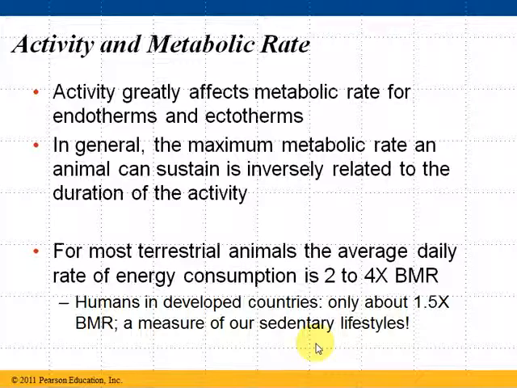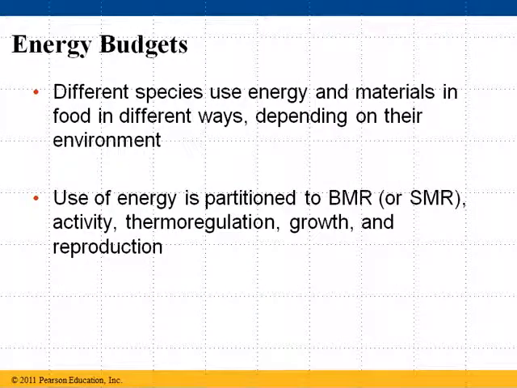If we wanted to track the energy that you used in an entire day, where exactly that energy went, what the activities that energy went to, we would call that your energy budget. Different species of animals use energy and materials in different ways because they place different importance on different activities depending on their environment, depending on the species. So the use of energy can be divided into these various activities.